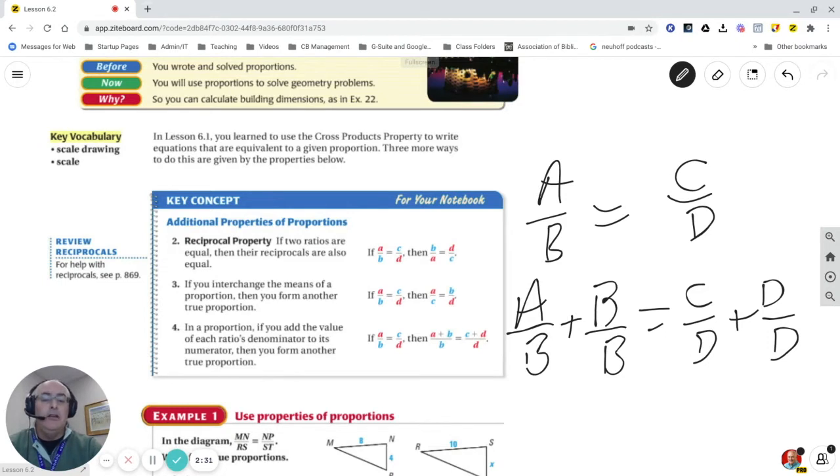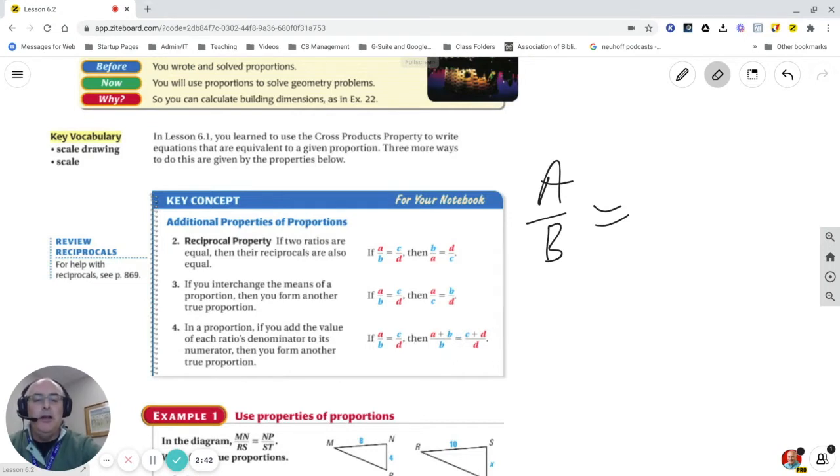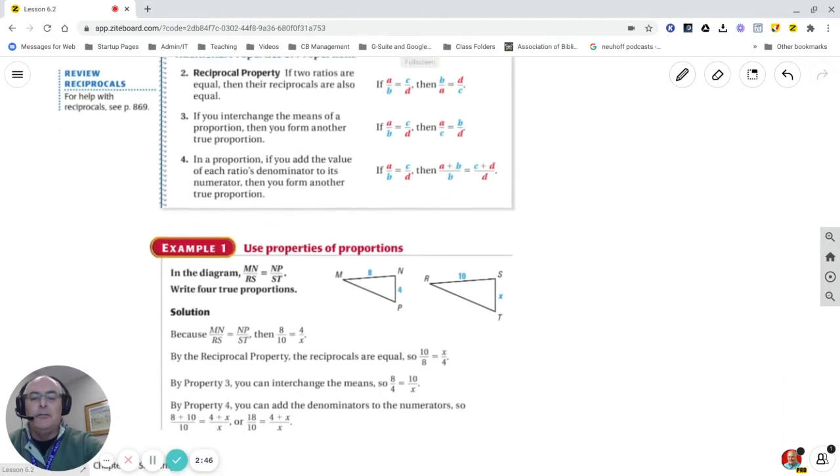I've added 1 to both sides. I haven't changed the value of my equation. And that's how I end up with A plus B over B and C plus D over D. So using different algebraic approaches, I can manipulate my equations in a number of different ways, which is going to help me then solve problems.